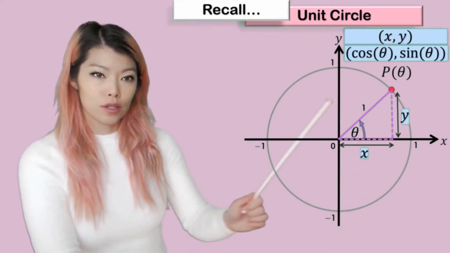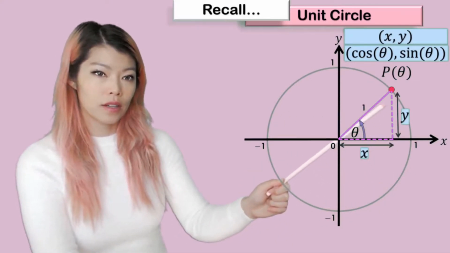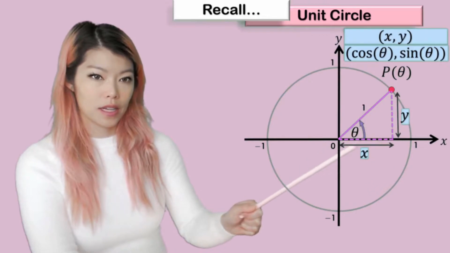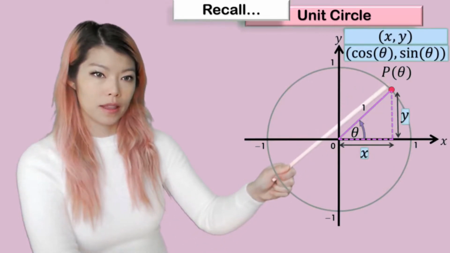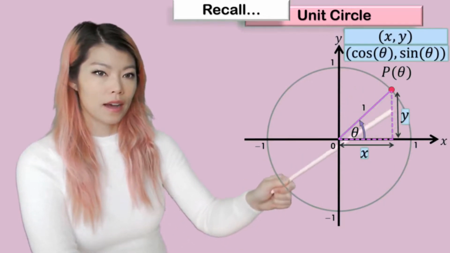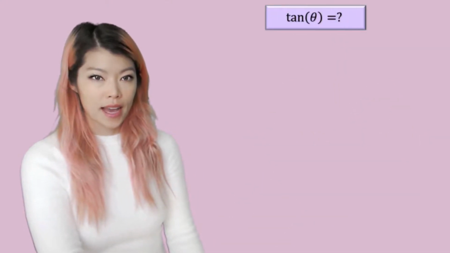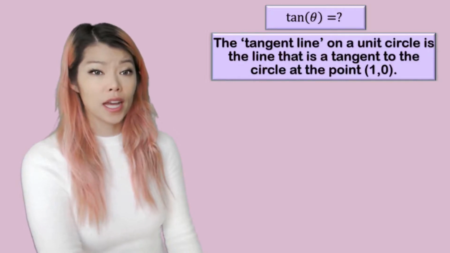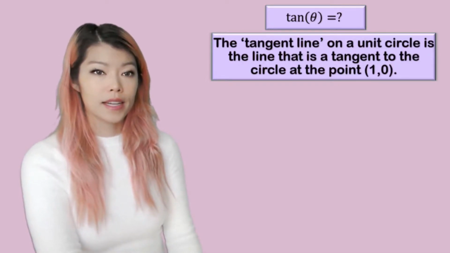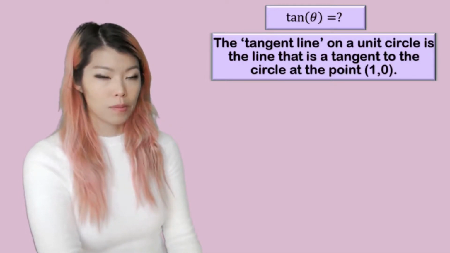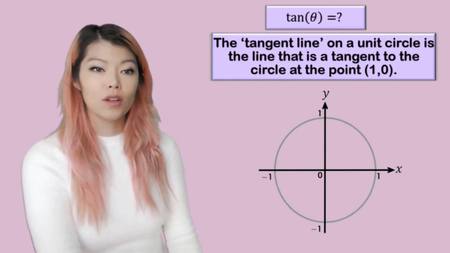This is the unit circle from last lesson, and we recall that cos is your x value for that point P theta, and sine is the y value for that point P theta. So what is a tangent? The tangent line on a unit circle is the line that is tangent to the circle at point (1, 0). Let's have a look at what that means.